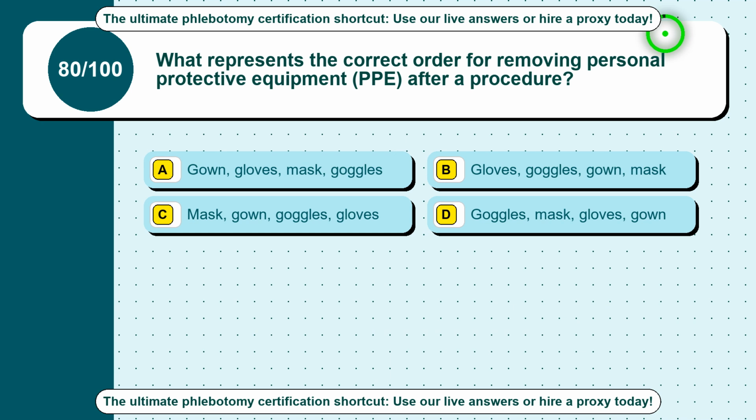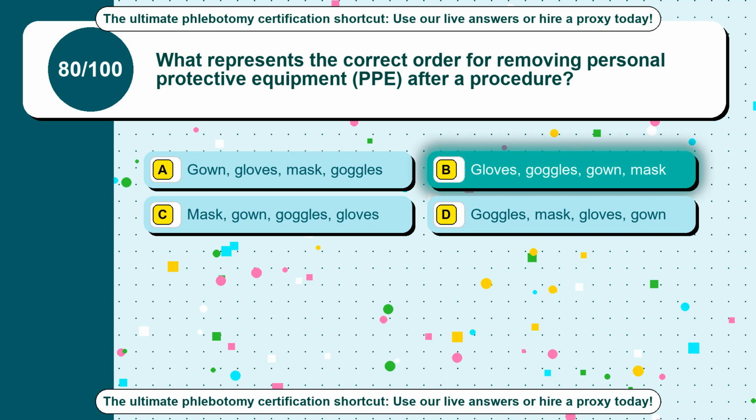Question 80. What represents the correct order for removing personal protective equipment, PPE, after a procedure? Option A. Gown, gloves, mask, goggles. Option B. Gloves, goggles, gown, mask. Option C. Mask, gown, goggles, gloves. Option D. Goggles, mask, gloves, gown. The correct answer is option B.